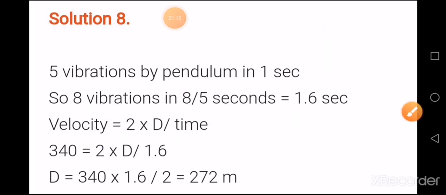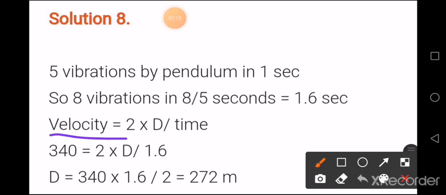You have the equation directly. Velocity is equal to 2 times distance upon time. So you can calculate the distance to be 272 meters. So this is your question number 8.